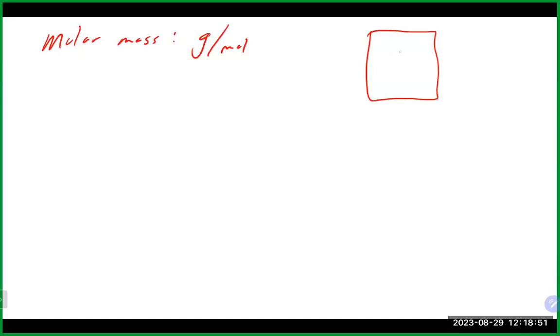Okay, so let's talk about some other stuff that's important. Things like molar mass, yes? Molar mass has units of grams per mole. We can find the molar mass of things from the periodic table, right? It is found, say, on the bottom. That is the molar mass, also the atomic mass.